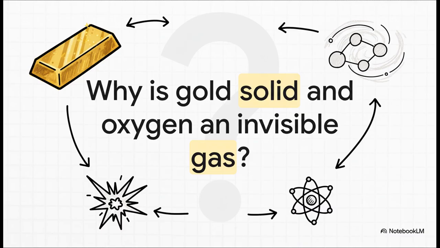I mean, really think about it for a second. Why is gold, well, gold, solid and shiny, while oxygen is just an invisible gas? Why do some elements react, let's say, explosively, while others just sit there and do nothing at all? It looks like a whole lot of chaos, but it's actually an incredibly elegant system. And by the end of this, you're going to see exactly how it all clicks into place.